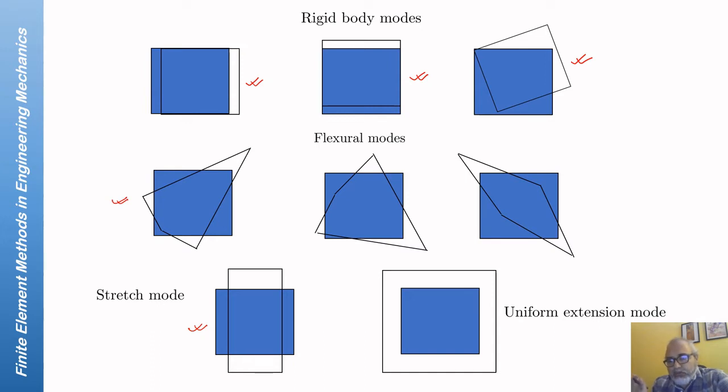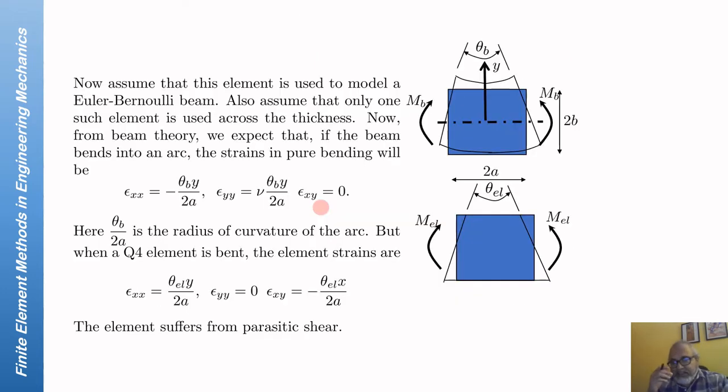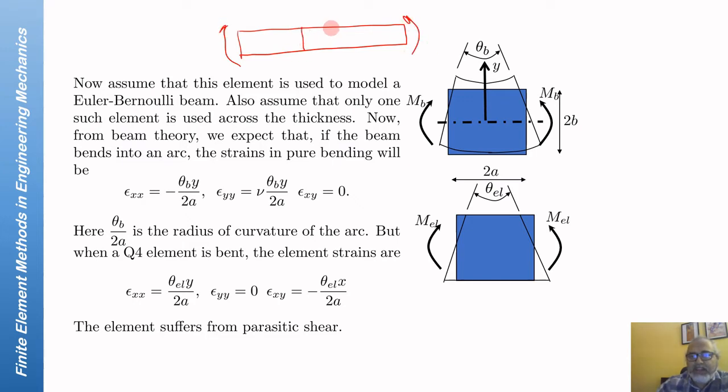suffer. Now, this might lead to some problems in cases where you are trying to approximate a displacement pattern that cannot be construed as a combination of these 8. For example, a very simple example arises in the case of beam bending. Suppose that you have a beam and you have discretized it. You have a beam which is subjected to end moments, and you have discretized it with 1 element over the thickness.